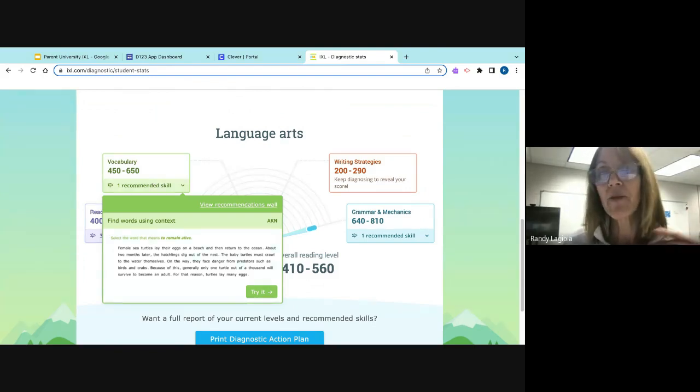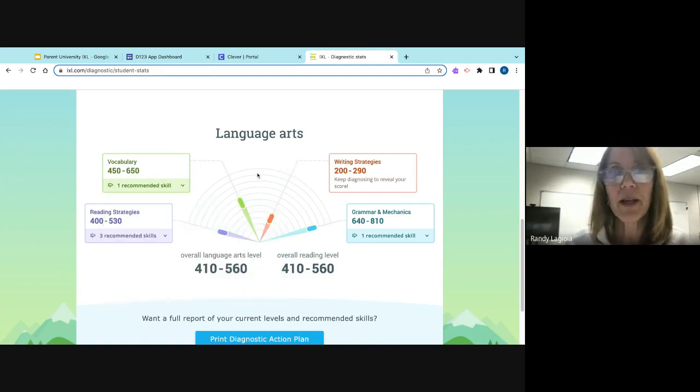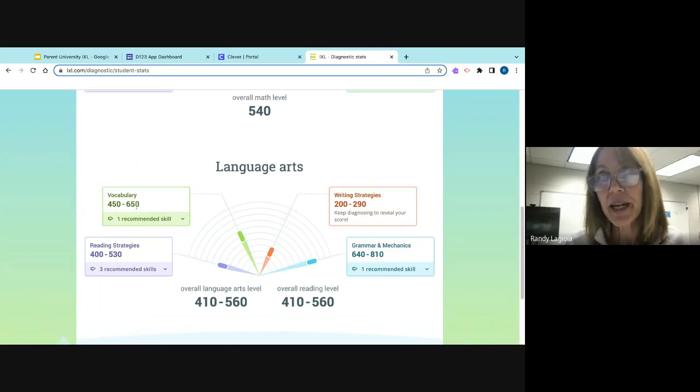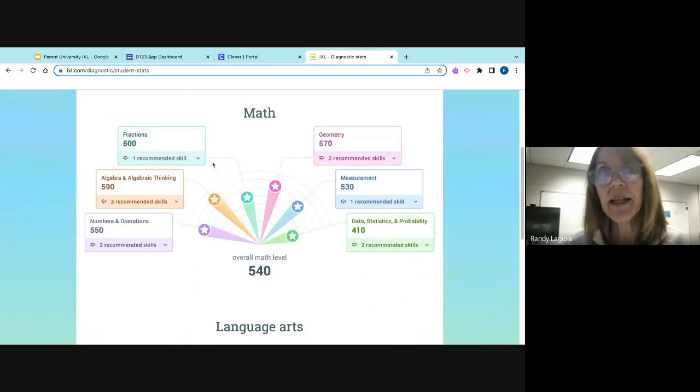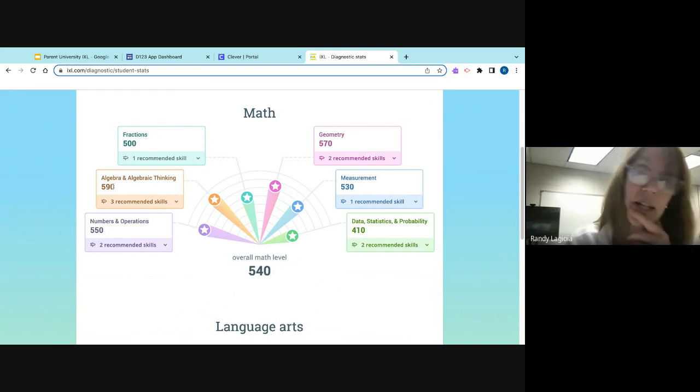So IXL recommends about 15 questions per week in the diagnostic arena to get the right fit of skills. And you'll see now in reading, there's a range because there hasn't been a lot of questions answered in language arts. If you go up to math, it's a tighter fit. You're given a number because based on how the questions were answered, IXL was better able to pinpoint a level for that student to work on.